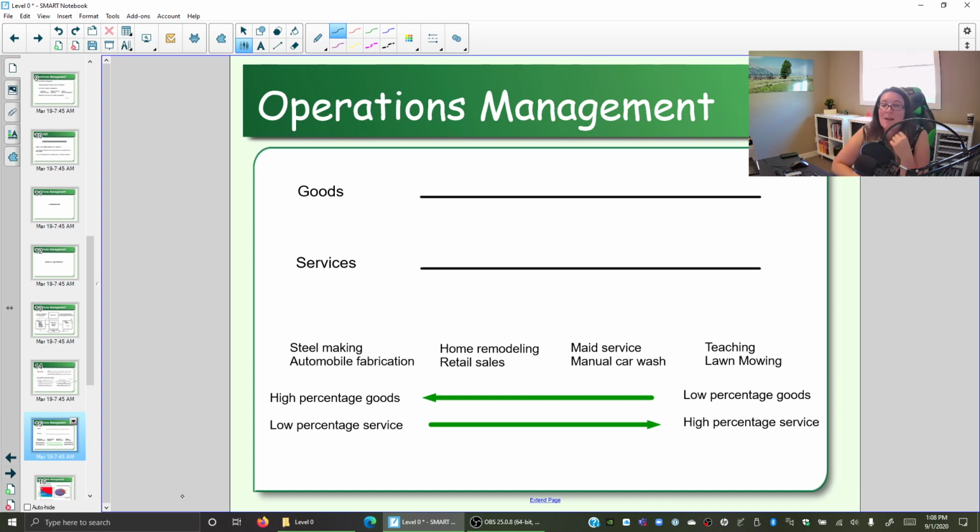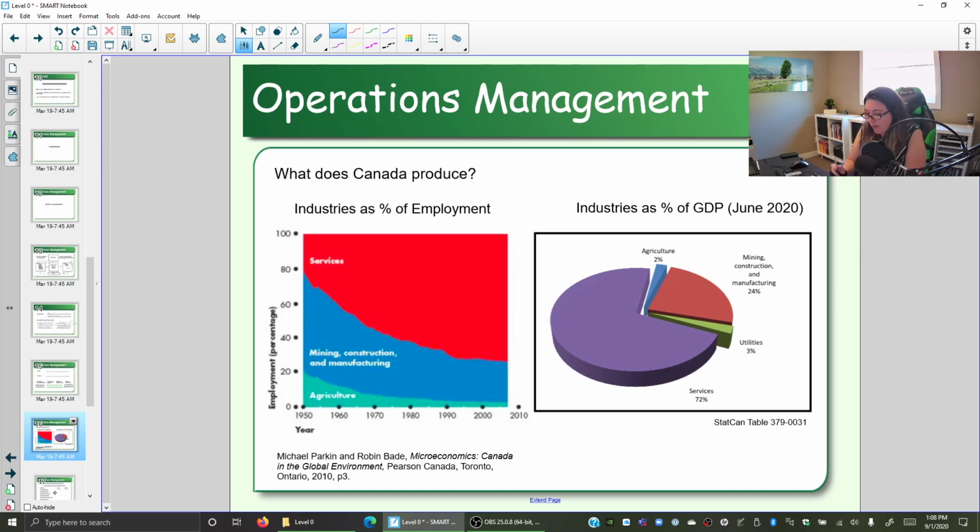So the question becomes, what do we predominantly do in Canada? Do we predominantly make more goods? Do we predominantly provide more services? Which one do we fall into? Well, if we look at the number of jobs, what we find is that we are predominantly services. About 75% of the jobs in Canada are in services.